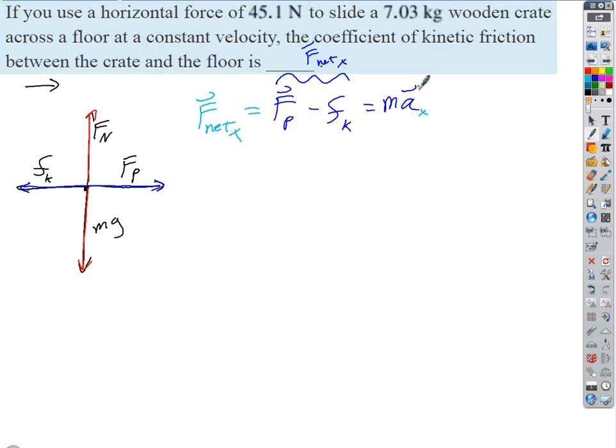Make sense? Okay. So there's one equation of motion. That's what we mean by an equation of motion. We're just going to write down Newton's second law, meaning the sum of all the forces acting in that particular direction, horizontal, equals mass times the acceleration along that line. Does that make sense?